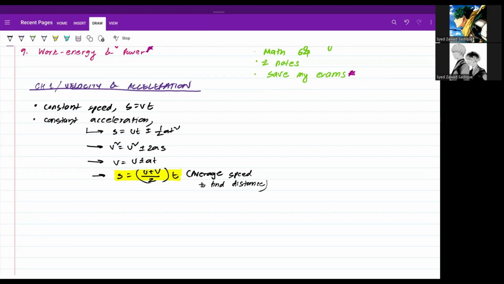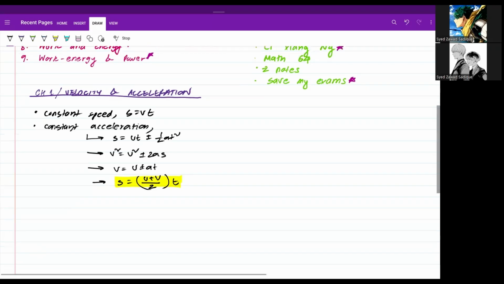Actually, I don't like how I wrote that. I want to write it in a better way so that people understand. Average speed to find distance, because you're averaging the speed of final and initial. So this was very simple.